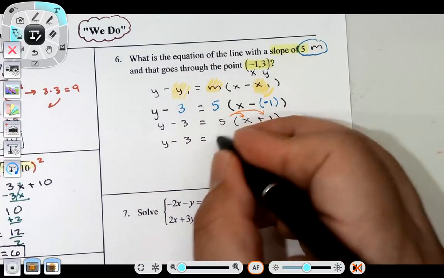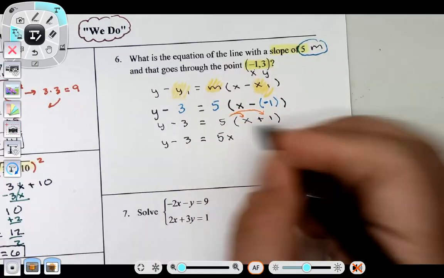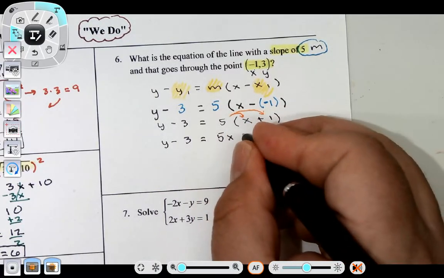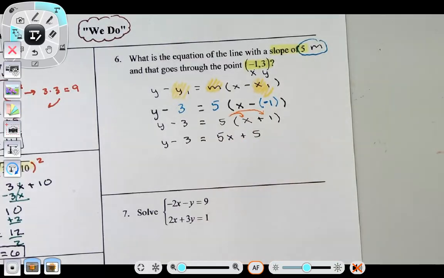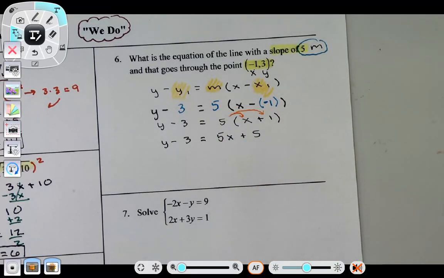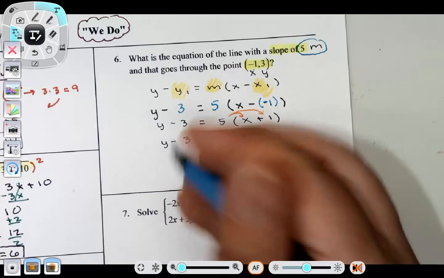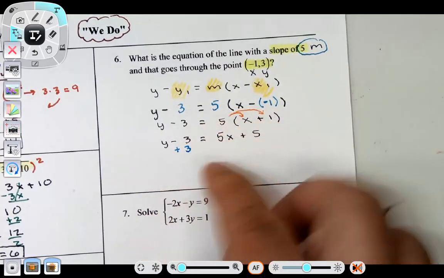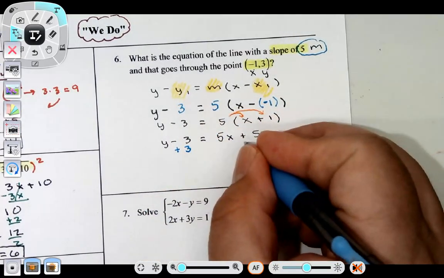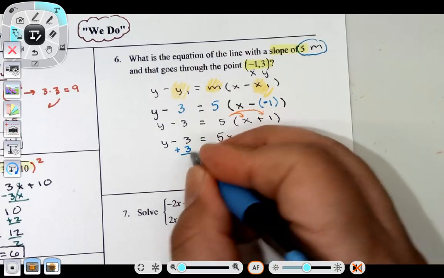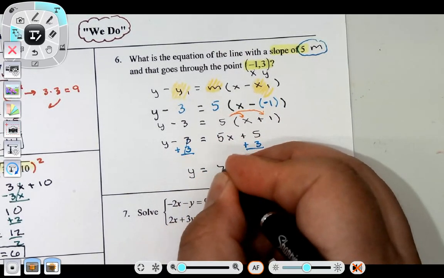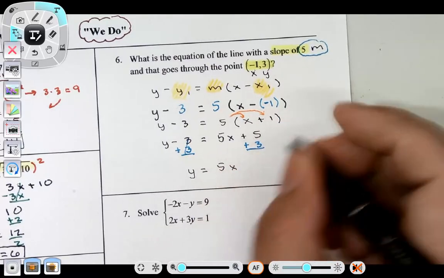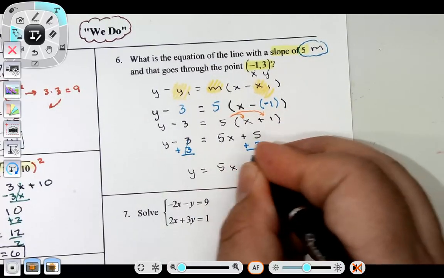So 5 times x is 5x. Don't forget, 5 times 1, though, is 5. Don't put a 1 there. You need it to multiply. So the only thing left for me to do is to get rid of this 3. So we add the 3 to both sides. Obviously not here because it has an x, but I can definitely add it to this one. And just like that, the y is officially by itself, leaving me with 5 plus 3 is 8.